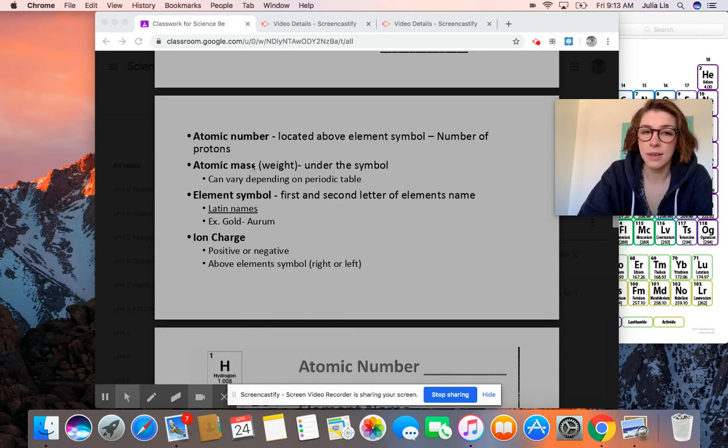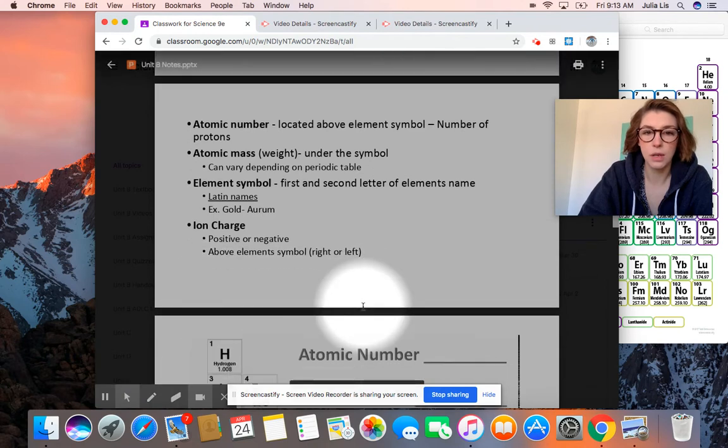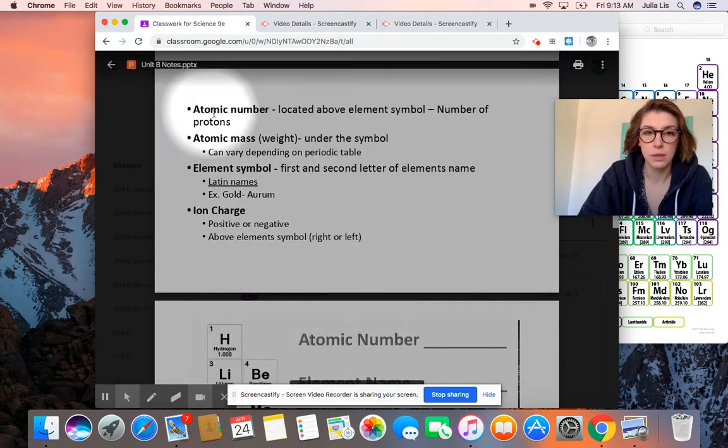So, our lesson for the week, we are going to start right here. Atomic number, we talk lots about it. It is the number of protons in the nucleus. All the elements on the periodic table are organized based on atomic number.